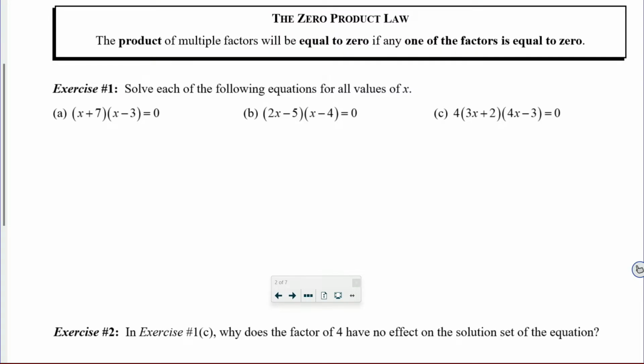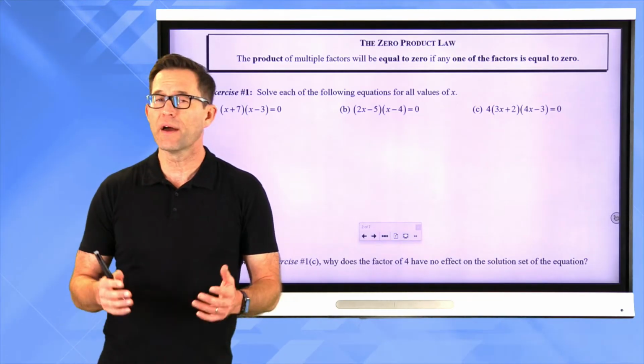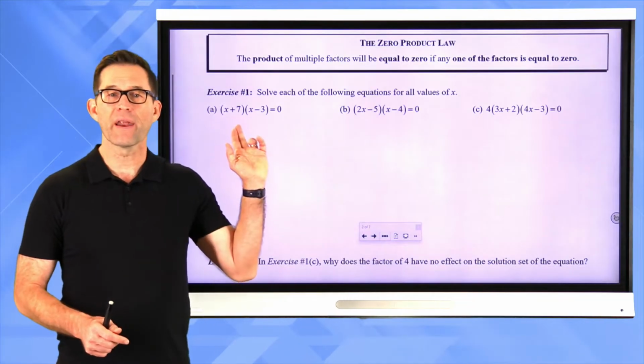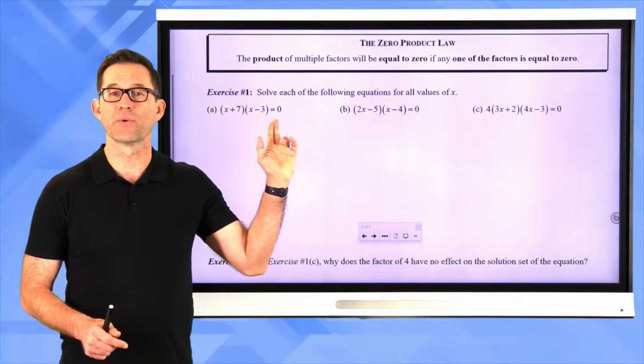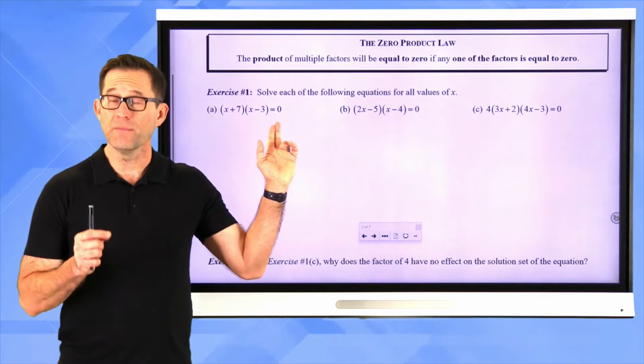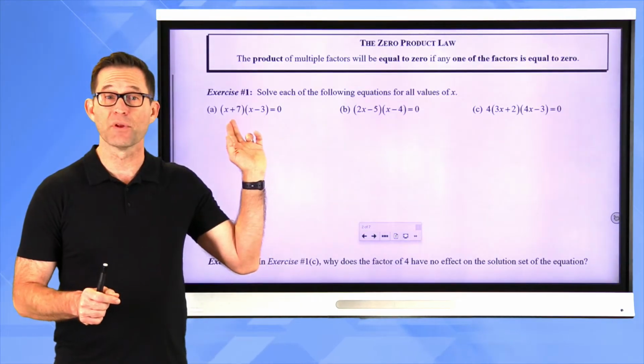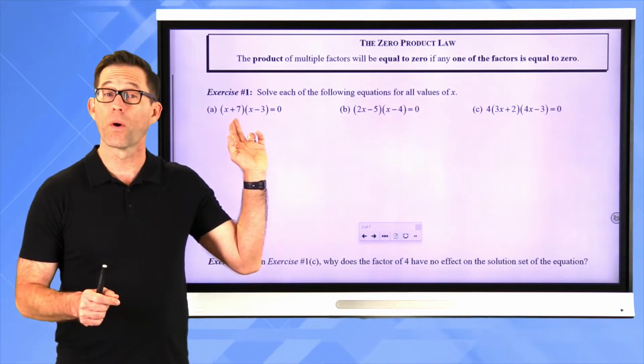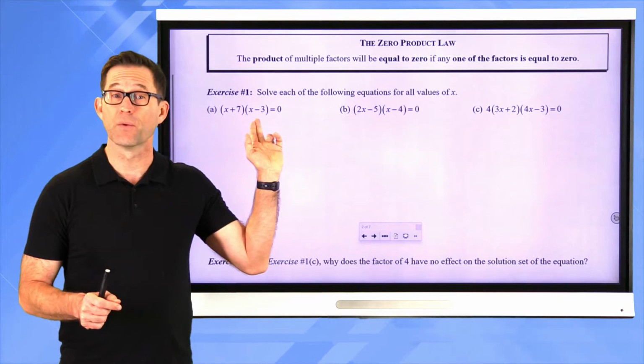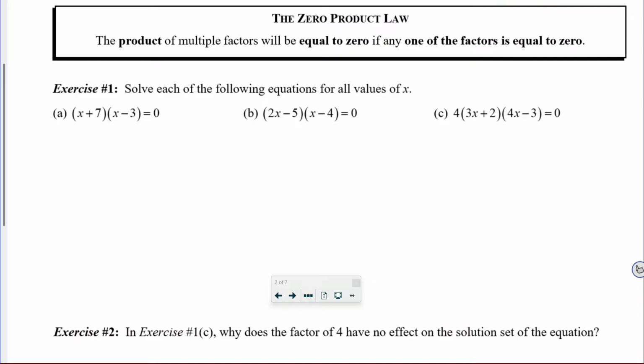Solve each of the following equations for all values of x. Awesome. So again, the idea is very simple. If I've got x plus 7 times x minus 3 is equal to 0, that will be solved if either x plus 7 is equal to 0 or if x minus 3 is equal to 0. And then that allows us to solve two very easy equations. x plus 7 is equal to 0. Of course, I can subtract 7 from both sides, and I get x equals negative 7.